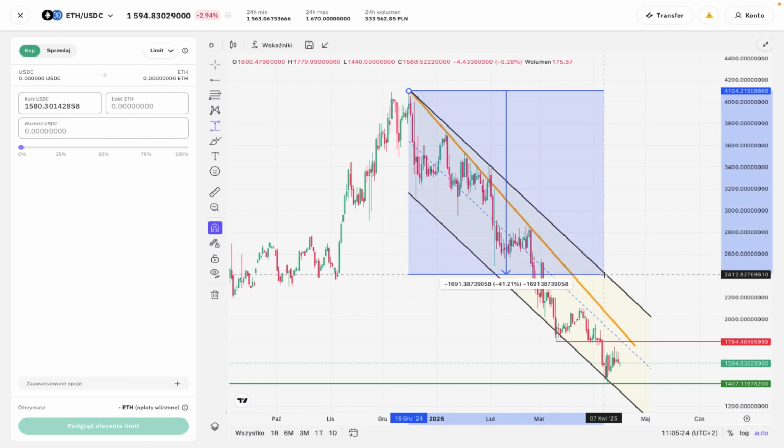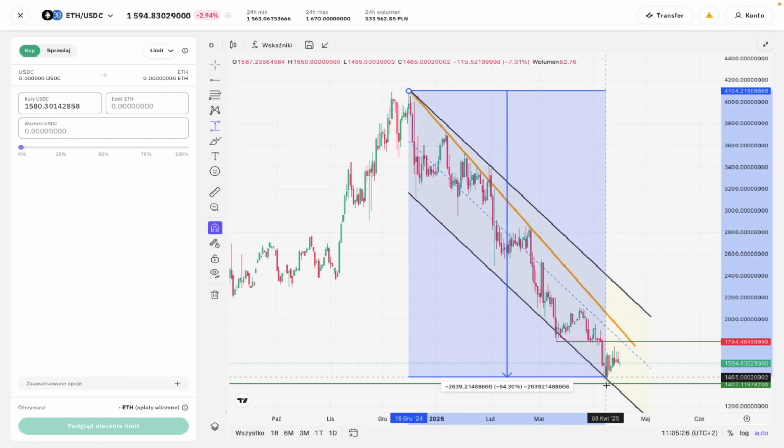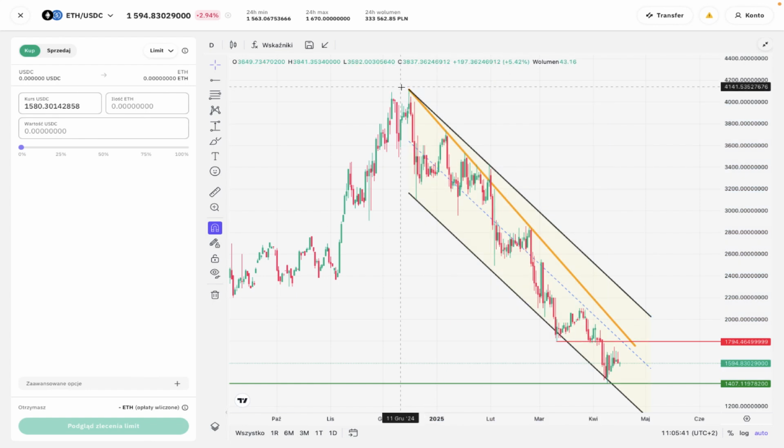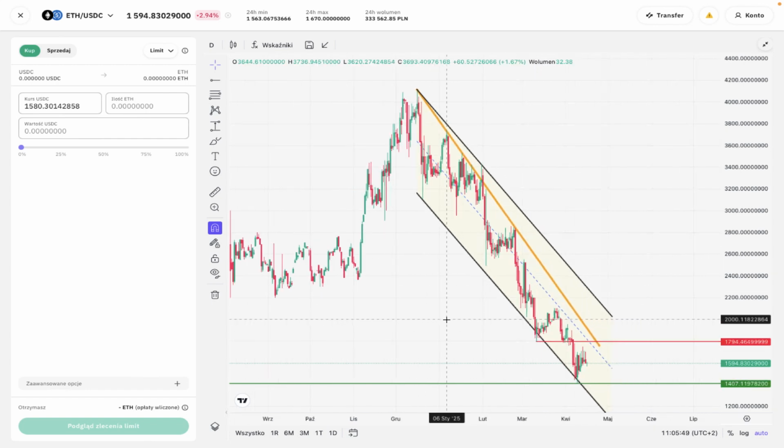We are down from extreme high to extreme low, 65%. There you go, in your face. 65% from the highs that were made in the middle of December last year. So that's a kind of 4-month channel, 4 months of decline.